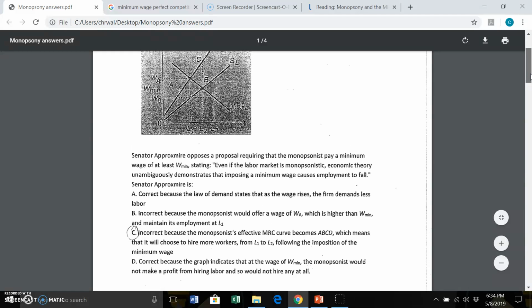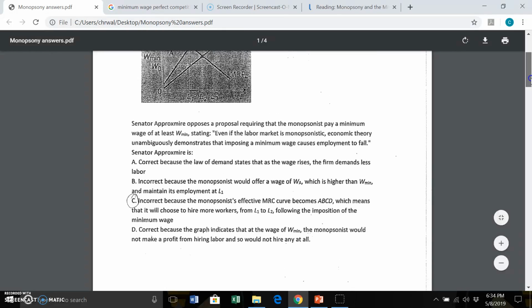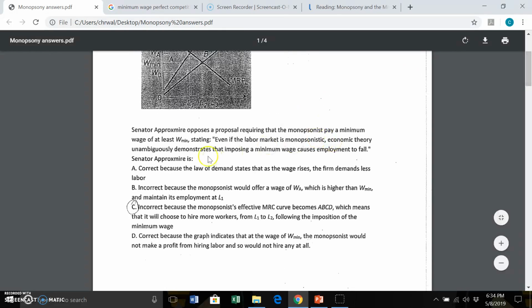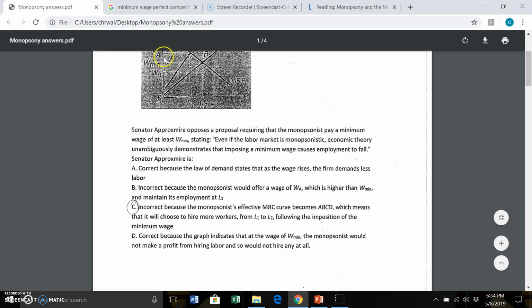The senator opposes a proposal requiring monopsonists to pay a minimum wage of at least M, saying that even if the labor market is monopsonistic, economic theory unambiguously demonstrates imposing a minimum wage causes employment to fall. So we know that's incorrect. It's not always the case that employment will fall and there'll be greater unemployment. If the effective MRC curve becomes this, A, B, C, D, you're going to have the firm actually choosing to hire more workers from L1 to L2 following the imposition of the minimum wage.